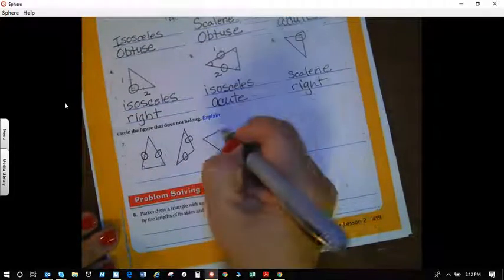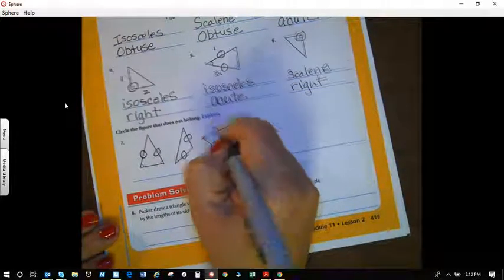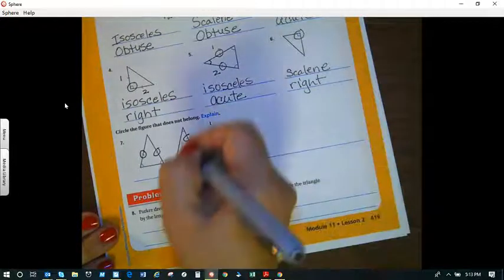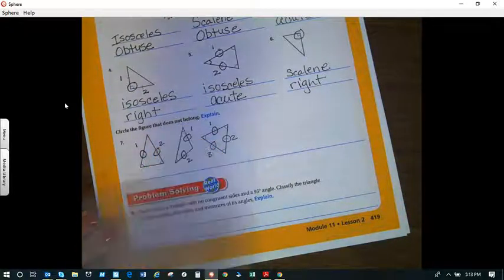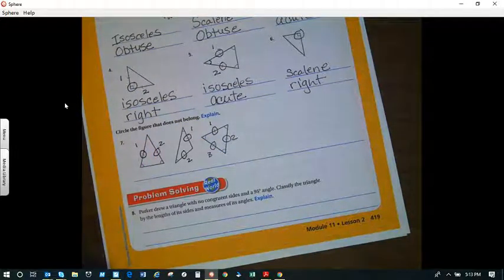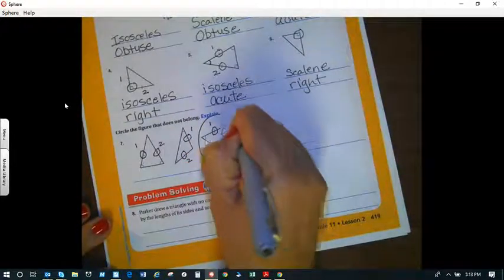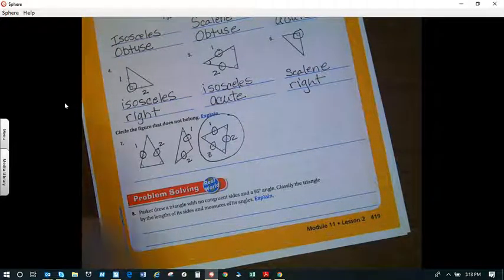And then what do I have here? I have 1, 2, 3. So I'm going to mark 1, 2, 3. 3 sides that are equivalent to each other. This is 1, 2, 1, 2. So what do I know that does not belong? This one here will not belong. And the reason I know that is that the 3rd triangle is not an isosceles triangle.